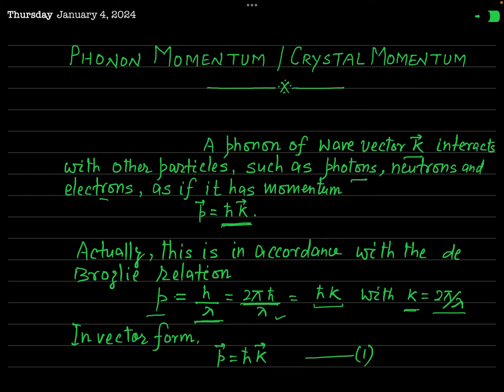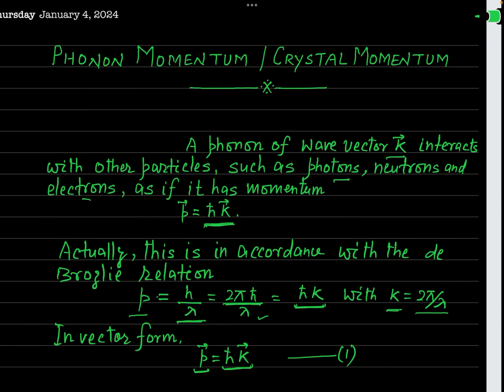Actually this result holds for phonon, and a phonon behaves like a particle having momentum equal to h bar k in magnitude. And if you want to write this expression in vector form, you can easily write that vector p is equal to h bar times vector k. So it is clear that the momentum of a phonon is in the direction of the wave vector k. In this way a phonon behaves like a particle having momentum h bar k.